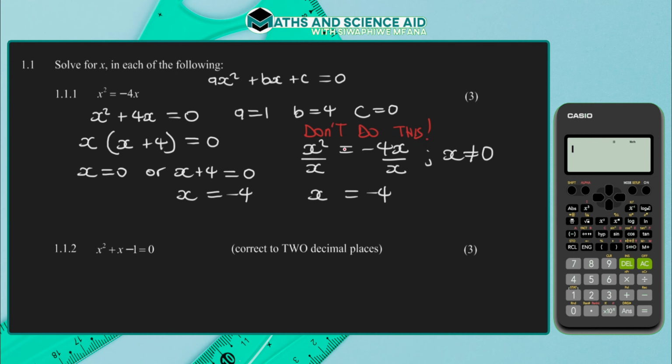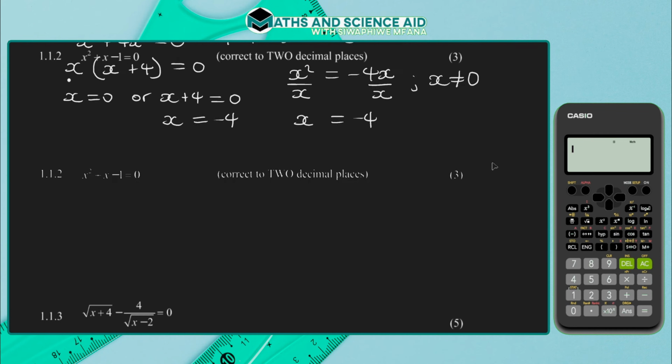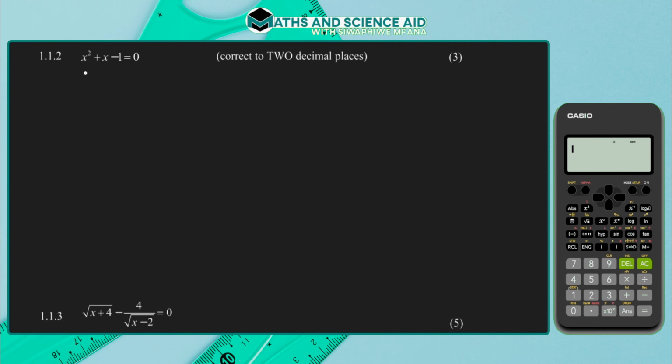No matter what, never do this when solving a quadratic equation. So let's move on to the next question. Now, in 1.1.2, we have x squared plus x minus 1 is equal to 0.